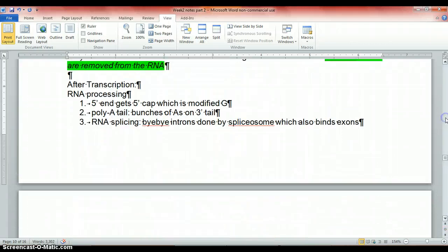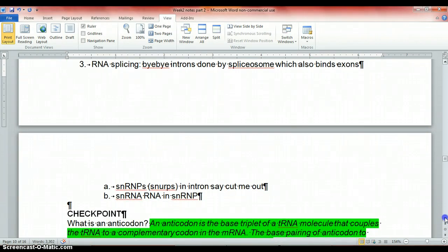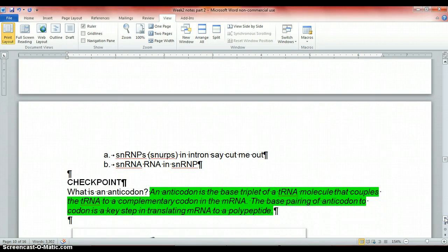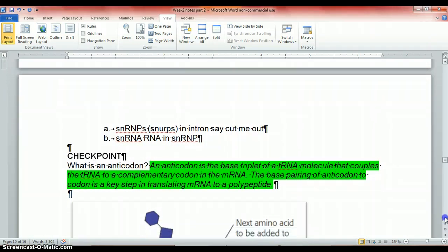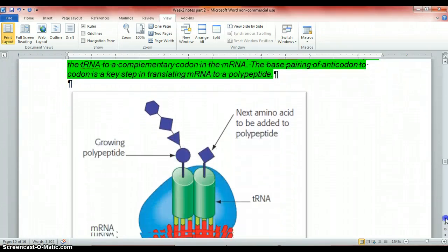Oops, that was way too far. There we go. Scroll down a little bit. Yeah, and it says what the introns say, cut me out. Good enough. So let's see what this is going to look like.